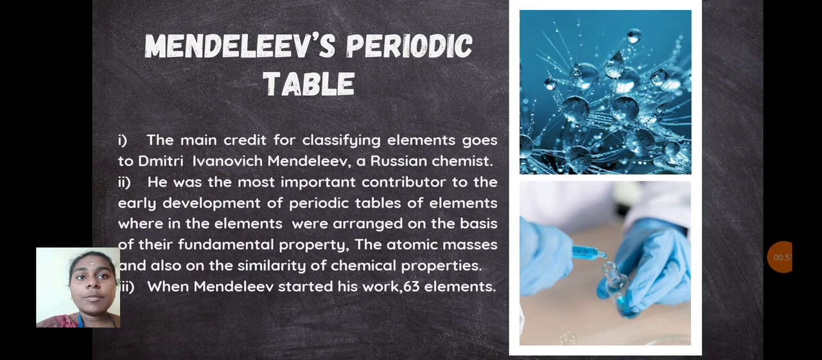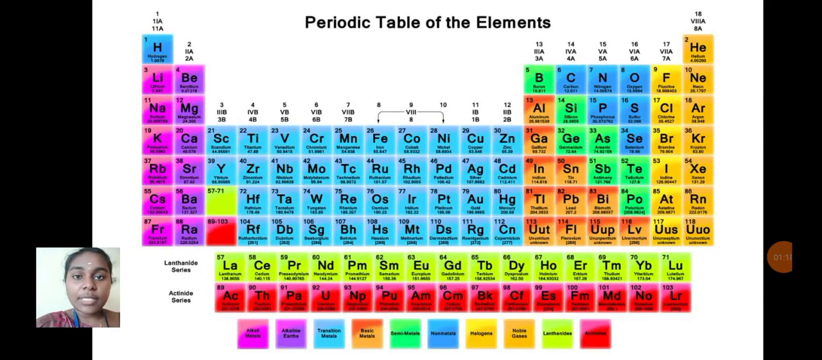Next, Mendeleev's periodic table. The main credit for classifying elements goes to the Russian chemist Dmitri Mendeleev, who contributed most to the development of the periodic table, wherein the elements are arranged on the basis of a fundamental property, the atomic masses, and also similarly the chemical properties. When Mendeleev started his work, 63 elements were known.